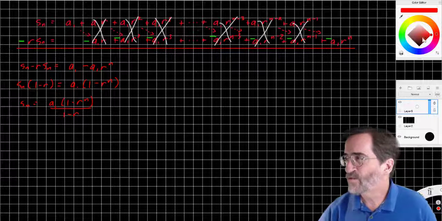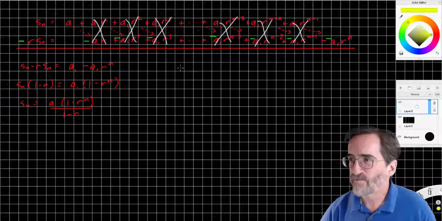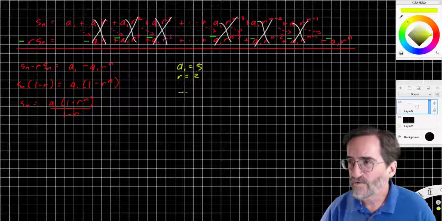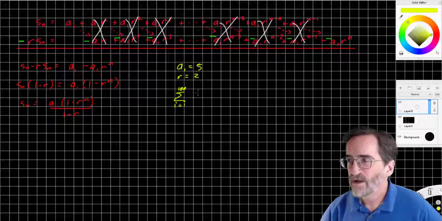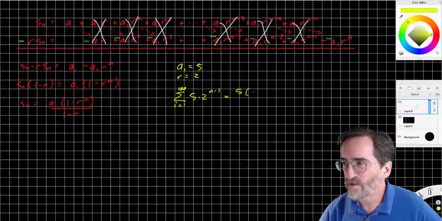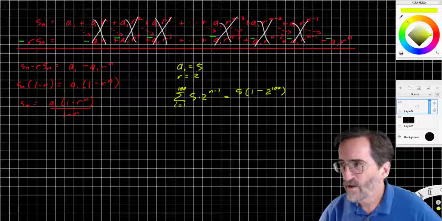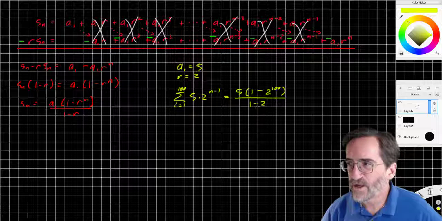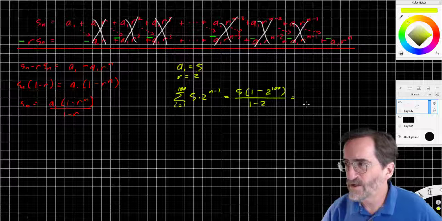So let's take our previous example. Our previous example was a sub 1 is 5 and r is 2. And we want to find the sum from i equals 1 to 100. So we're going to find the sum of the first 100 terms, and we're going to take 5 times 2 to the n minus 1. The formula becomes a sub 1, 5, times 1 minus r to the n, so 1 minus 2 to the 100, over 1 minus 2. And interesting, by the way, you're going to end up with a negative down the bottom, but you're also going to end up with a negative on the top.